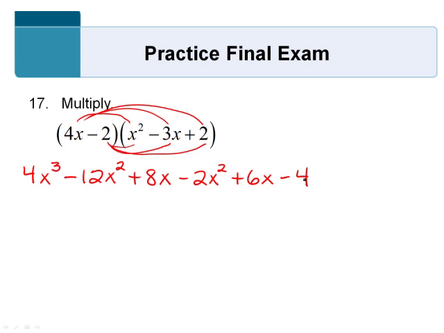So you just have this big long list of terms. Now you want to combine like terms. So your biggest exponent is x to the 3rd. There's no other terms that match that. So that comes down, 4x to the 3rd. And now you've got negative 12x squared and negative 2x squared.